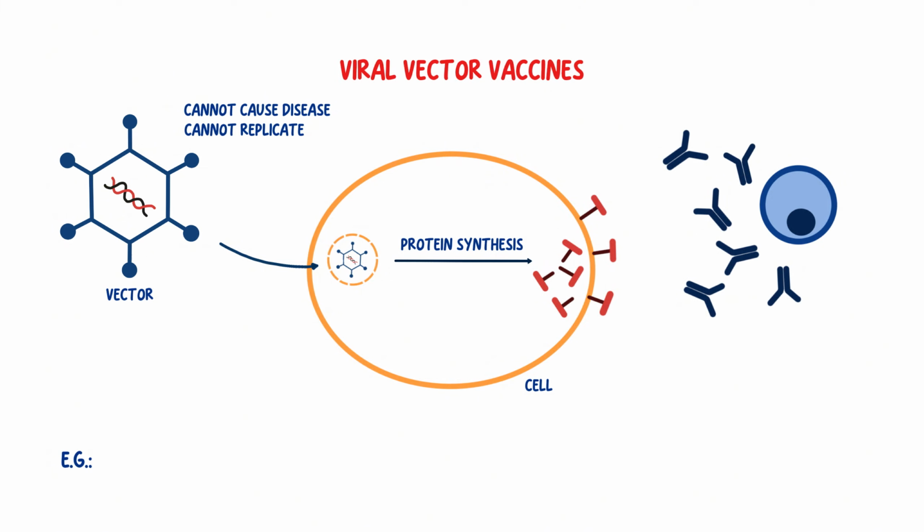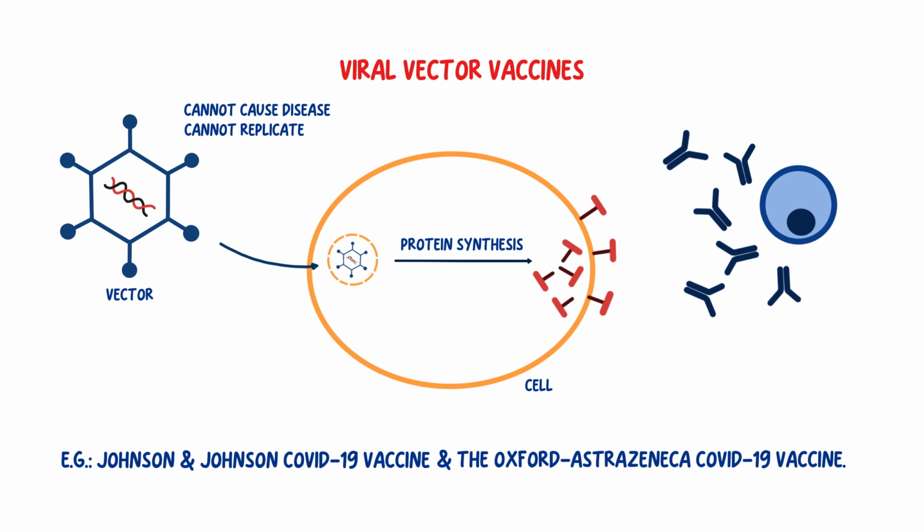Examples of viral vector vaccines include the Johnson & Johnson COVID-19 vaccine and the Oxford AstraZeneca COVID-19 vaccine.